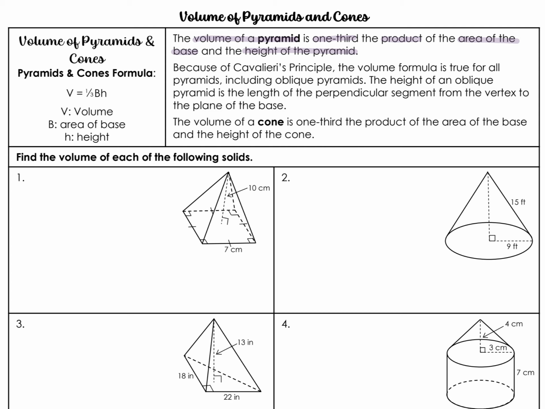Because of Cavalieri's principle, the volume formula is going to be true for all pyramids, including oblique pyramids. The height of an oblique pyramid is going to be the length of the perpendicular segment from the vertex to the plane of the base. The volume of a cone is also going to be 1/3 the product of the area of the base and the height of the cone. So let's look at some problems and learn how to apply our formulas.